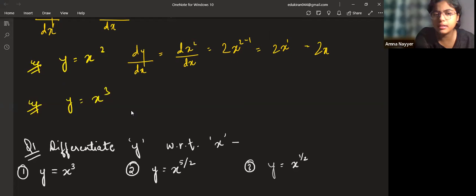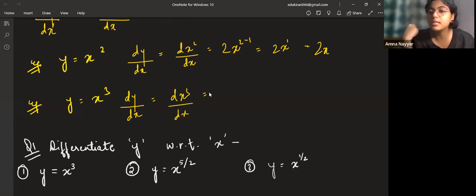Suppose coming to this example, y is equal to x cube. Now look, if I differentiate this dy over dx, this becomes d x cube over dx. So see, what is the power that is given? 3. 3 will come out and get multiplied. So this becomes 3x to the power 3. And do we need to stop here? We have to subtract 1 from the power. So that becomes 3x to the power 3 minus 1, which is 2. So answer for this is 3x squared.